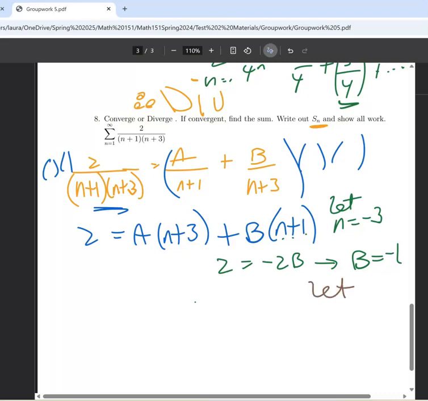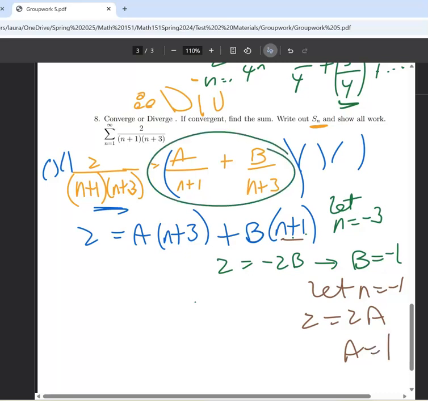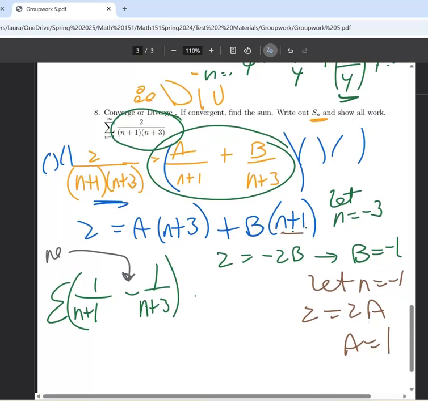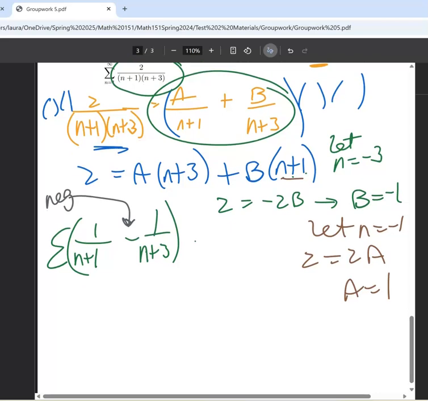The other wise number would be negative 1, right? Because that makes this 0. So then I get 2 is equal to 2A. So that means A is 1. Okay, let's plug that into here. So I'm taking this sum and I'm rewriting it: 1 over n plus 1 minus 1 over n plus 3. So make sure, in case you did the partial fractions a little bit different, that you always have the negative in the middle. You always have the negative in the middle.